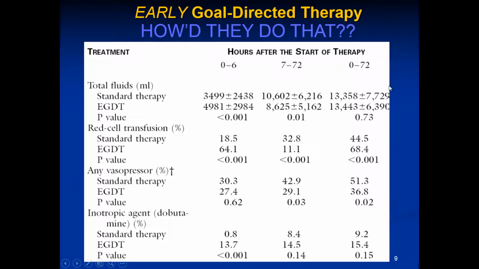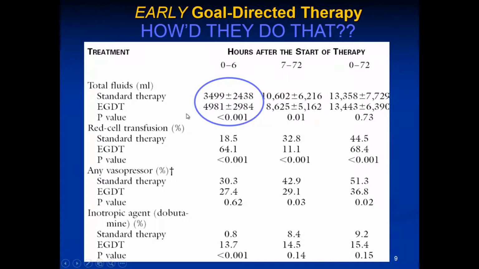that could be inferred, or what was driving that benefit. And what was interesting is that in terms of the total fluids, by 72 hours, both groups had gotten about 13 liters of fluid. What was interesting is that by 6 hours, the early goal-directed therapy group had gotten significantly more fluid. And so the larger component of this fluid resuscitation was delivered earlier in the early goal-directed therapy group.